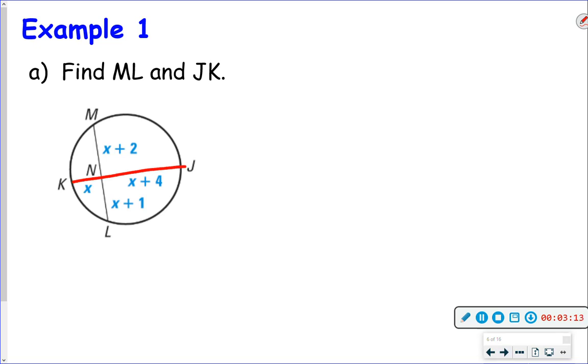So one of the pieces is x times the other piece, x plus 4. Now I'm going to put x plus 4 in parentheses just because I'm like, oh gosh, I'm going to have to distribute x to both of those, which we'll do in a minute. My other chord, again, doesn't matter which piece you start with. I'm going to start with x plus 1, the other piece x plus 2. We're going to multiply those together. So there's the geometry setup. Piece times the piece. Well, that's pretty easy.